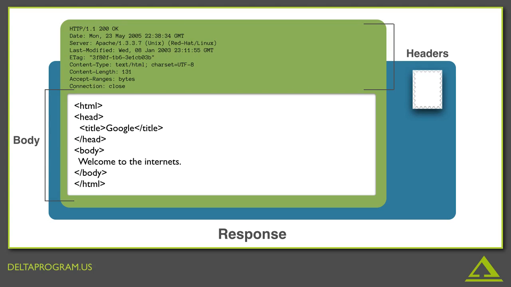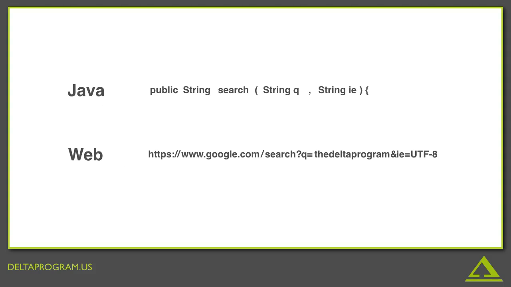Now the body, in this case since we're asking for data, is going to be the actual website of www.google.com. Obviously it's a lot more complicated than this, but as you can see, the headers and body are separated: the metadata, and then what we actually want to know and see.